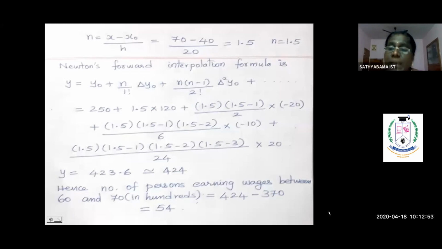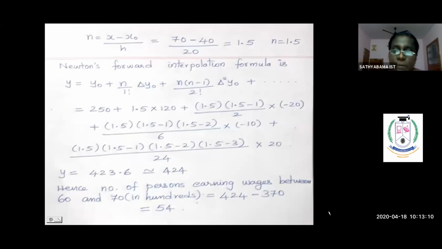We are calculating the number of persons, so it should not have a decimal entry. It should be a whole number. So I'm approximating 423.6, which is close to 424, because the decimal is greater than 5. So I'm approximating to 424.